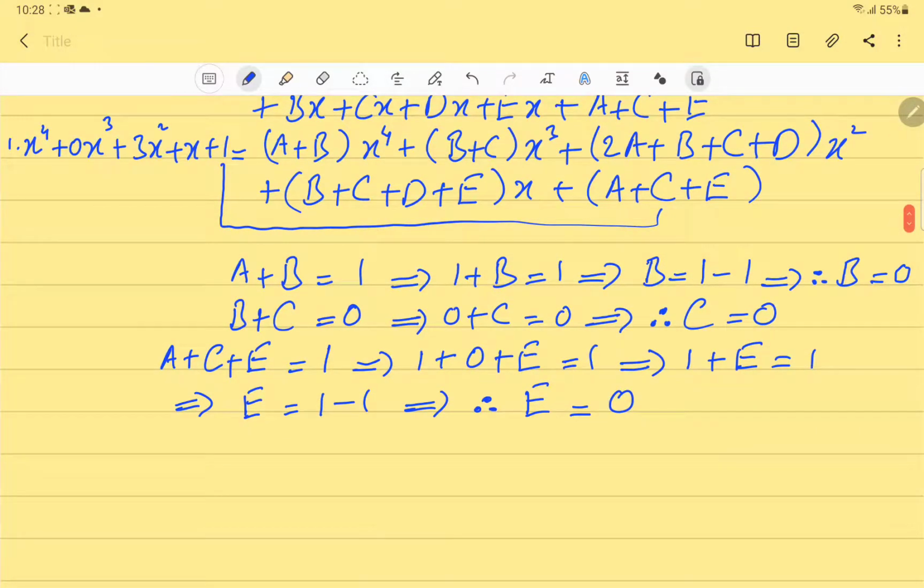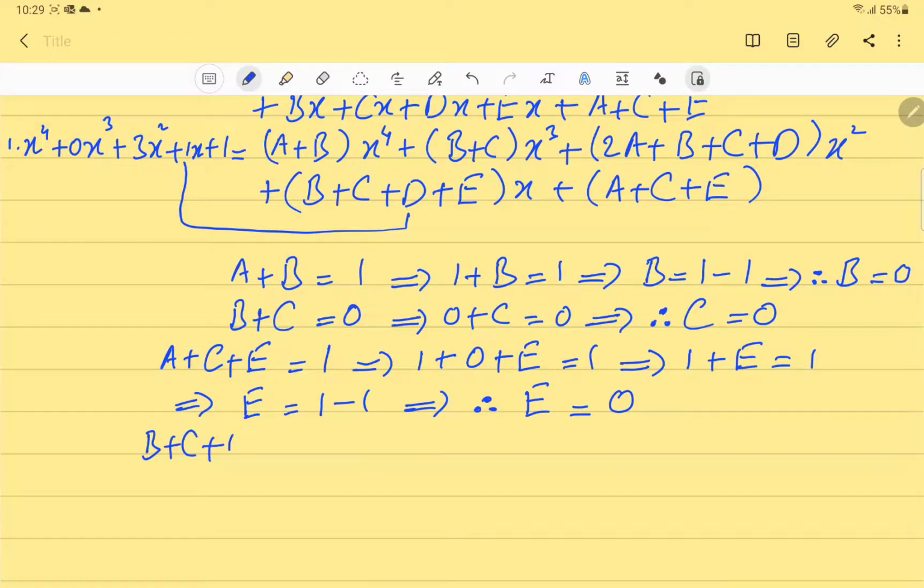Now we need to find the last one, which is d, the last constant. For that we will compare the value of the coefficients of x. Since this x is not having any coefficient, so it will be 1. So let's compare it with this. By comparing, we are getting b plus c plus d plus e is equal to 1.